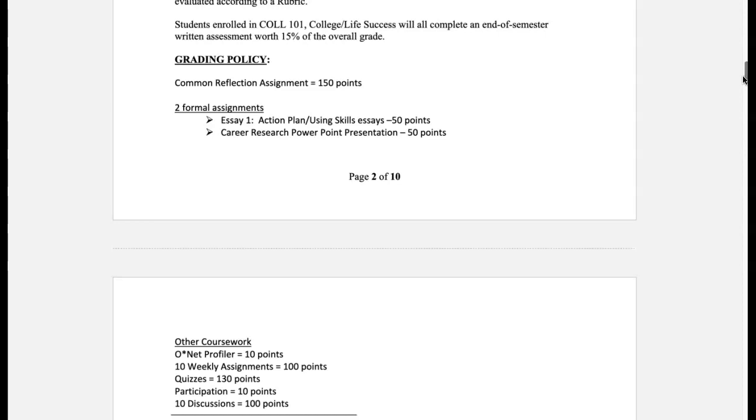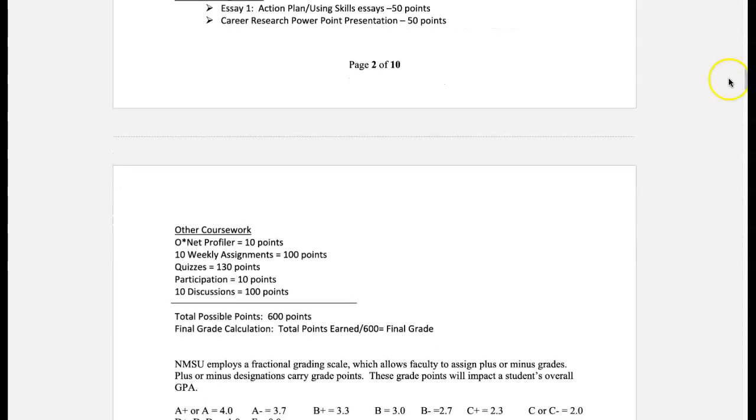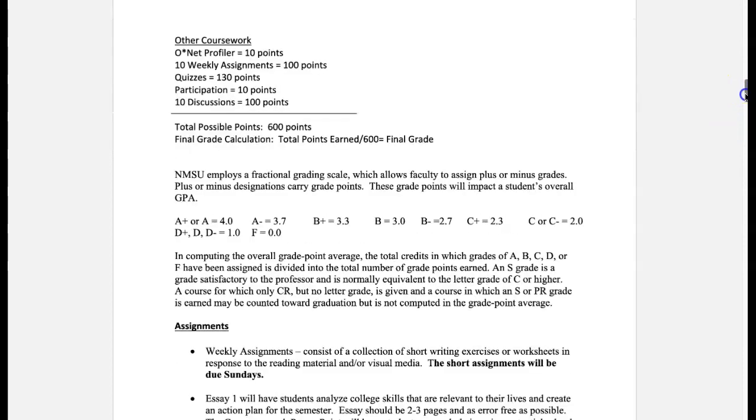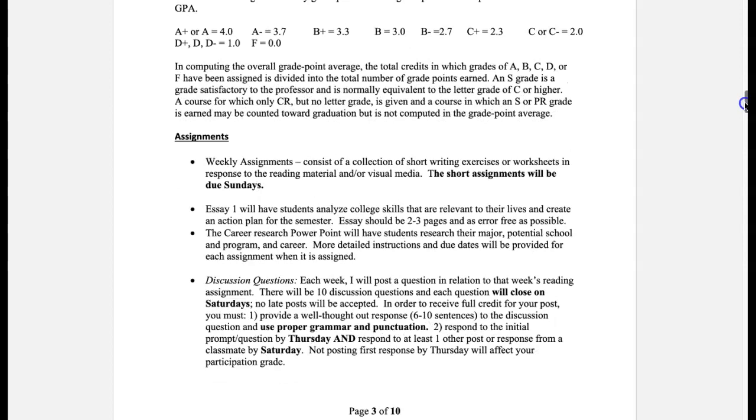So those are your 2 formal assignments, and then we have other coursework. We are going to do an ONET profiler, which is a little survey that gives you results of what careers you are better suited for. We also have 10 weekly assignments. Each one is worth 10 points, so that's a total of 100 points. We also have quizzes over the chapters that total 130 points. For participation, you get 10 points, and for the 10 discussions we have during the semester, that's 100 points. So this comes out to 600 points.